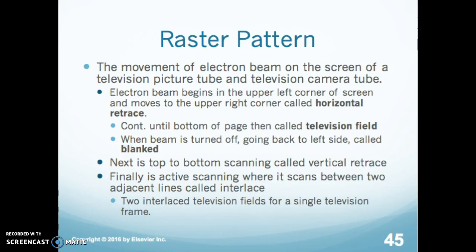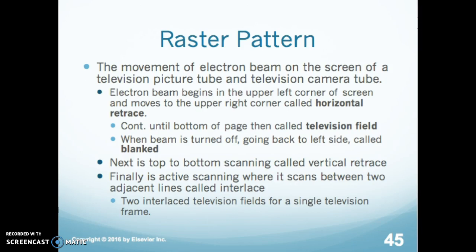So what's a raster pattern? It's the movement of the electron beam on the screen of a television picture tube and television camera tube. The electron beam begins in the upper left-hand corner of the screen and moves to the upper right-hand corner, called a horizontal retrace. It continues till the bottom of the page, and then it's called the television field, the whole area. When the beam is turned off, going back up to the left-hand side, we call that blanking. Next, at the top of the screen, it scans the vertical retrace, and we call that the vertical retrace when it goes from top to bottom.